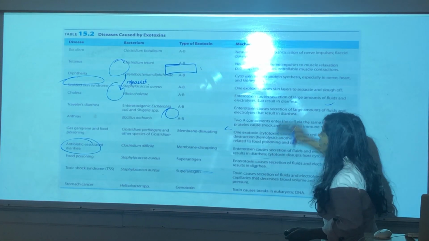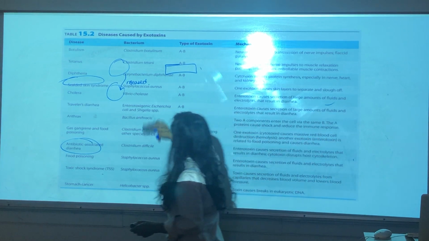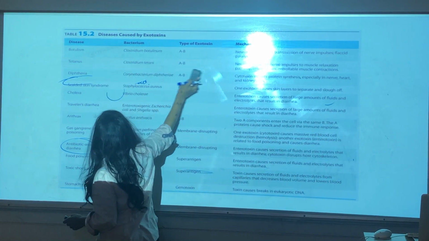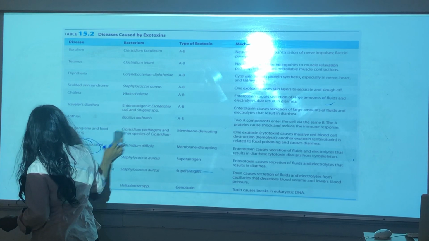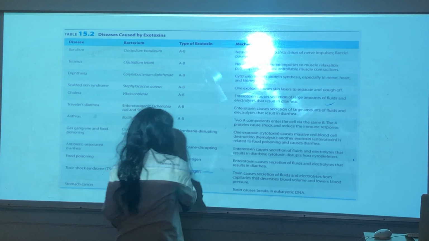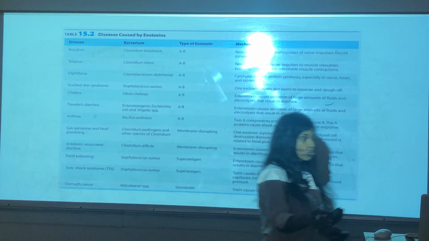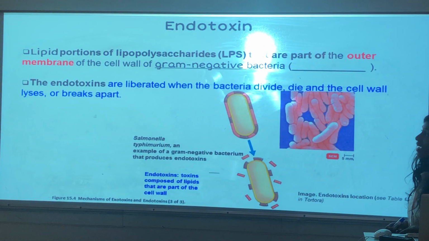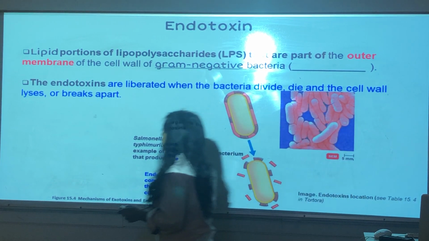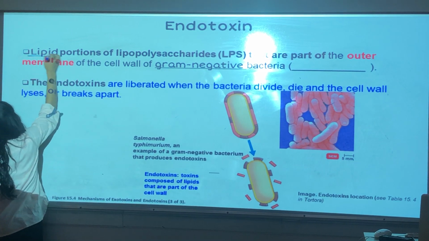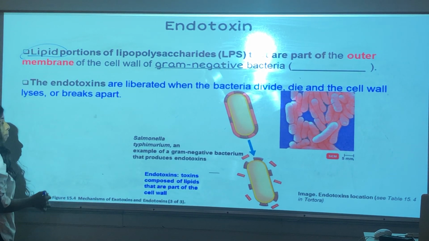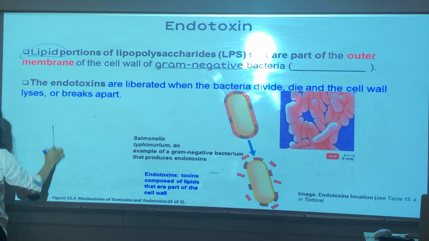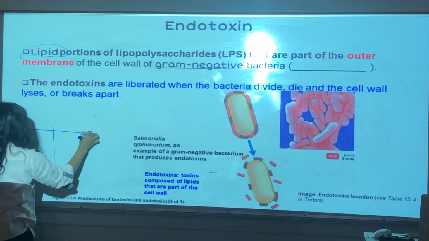There are a number of different organisms that produce different exotoxins, and many of these we'll get to see before the end of our semester. Our endotoxins are different, and the endotoxins are lipids. Endotoxins are lipids. So let's make a little chart here to compare our exotoxin.